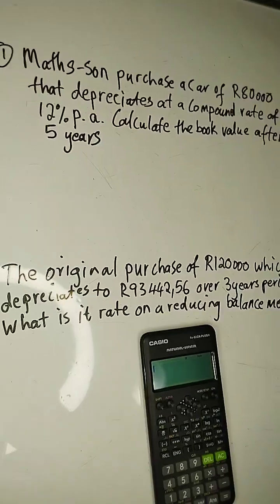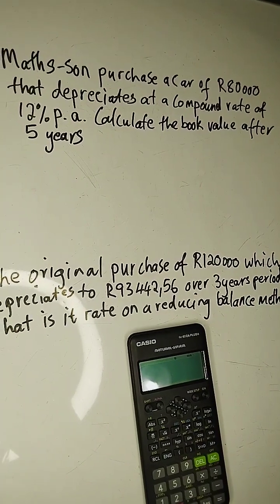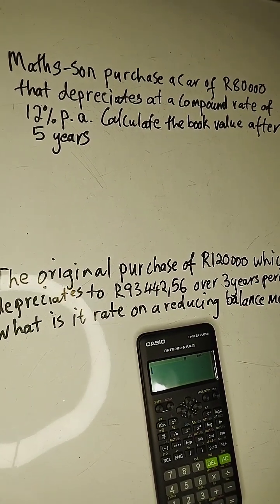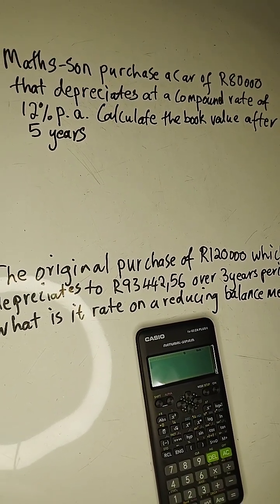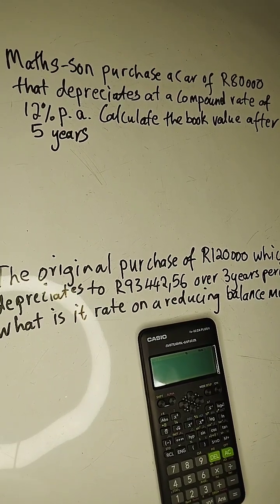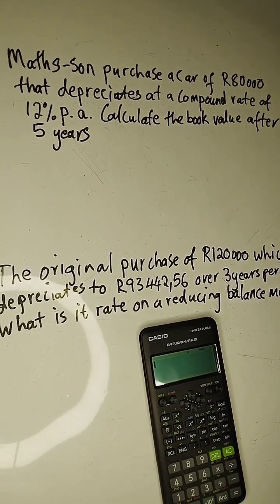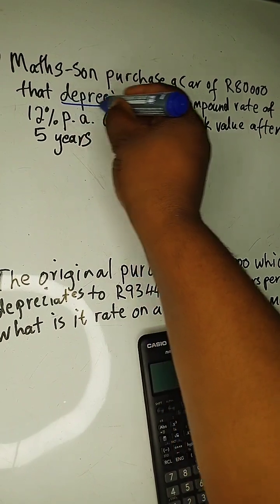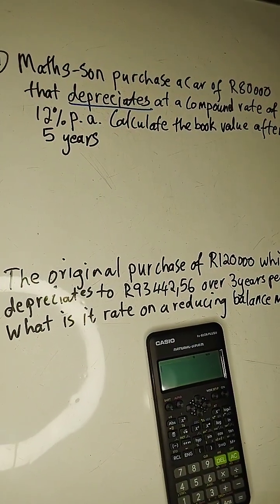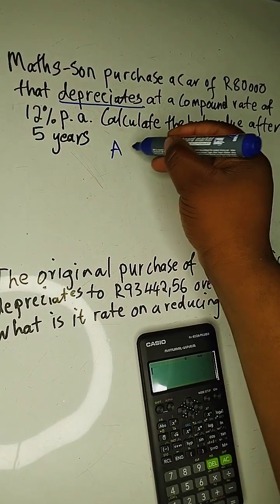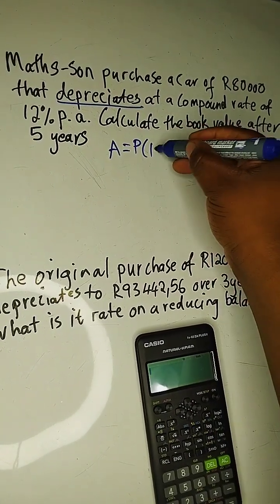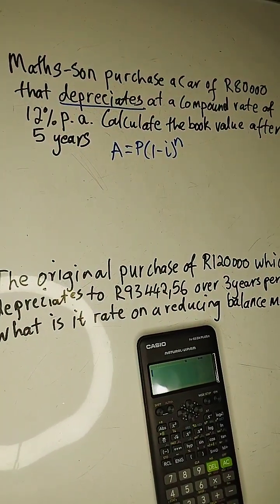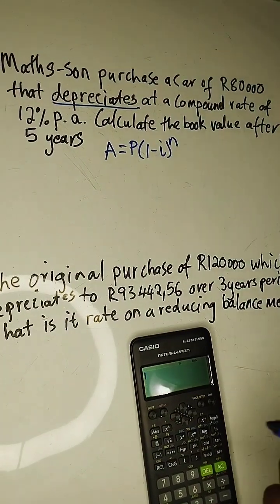Since we are dealing with a problem, let's check this one. Medson purchased a car for 80,000. It depreciates at a compound rate of 12% per annum. Calculate the book value of the car after 5 years. There is a keyword here which says it depreciates. Come with me. We have a formula that says A is equal to P into 1 minus I exponent n. Why this formula? It's because it depreciates.